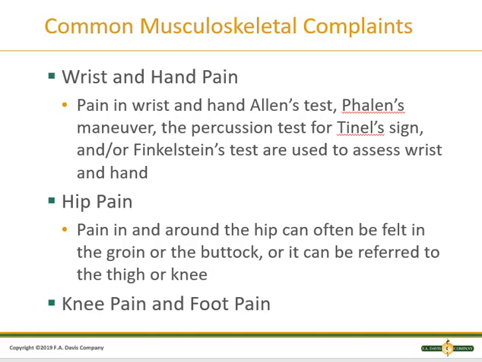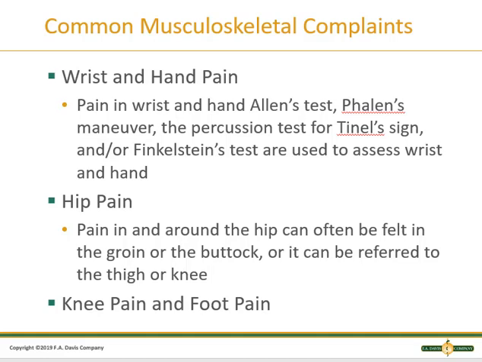We are going to get started with wrist and hand. The book jumps right into the types of tests that you can do to assess for wrist and hand pain. These tests include Allen's test, Phelan's test, Tinel's test, and the Finkelstein test. They all have different purposes.